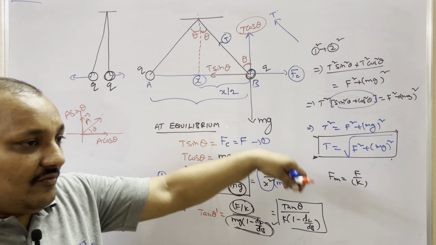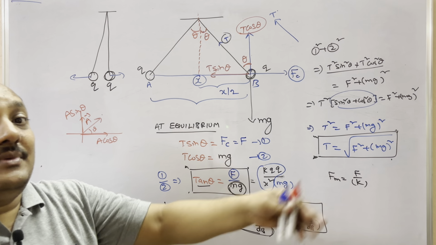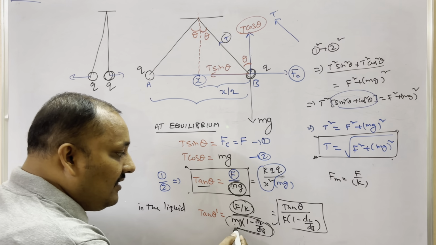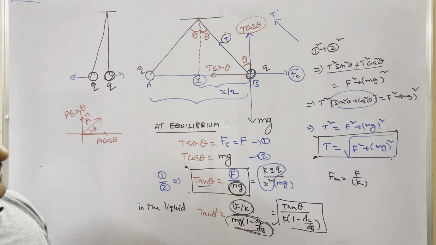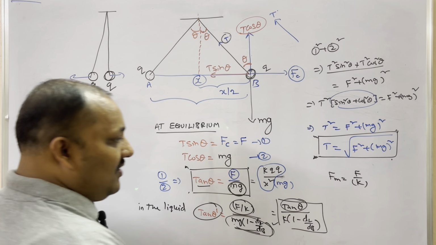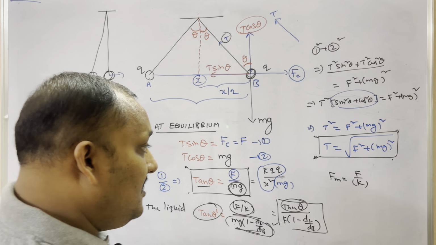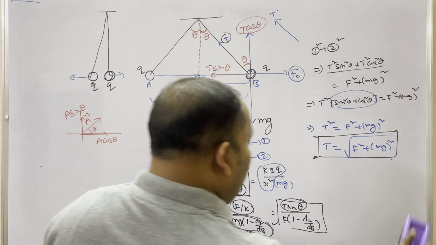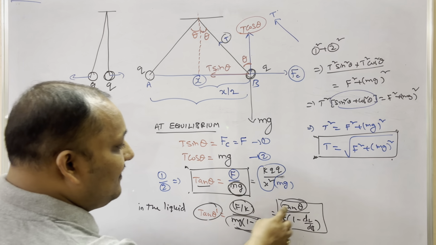In the water, in the liquid, the weight of the object is going to change, therefore that formula is this one. Now, what is the condition they are going to ask to get the same angle? To get the same angle, tan theta dash should be equal to tan theta.